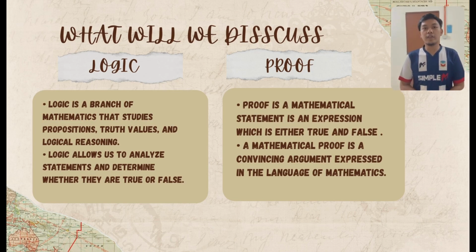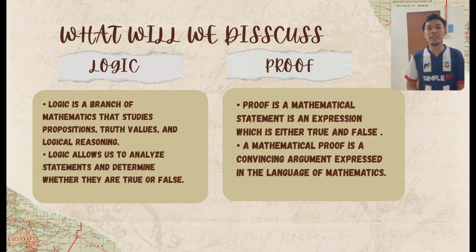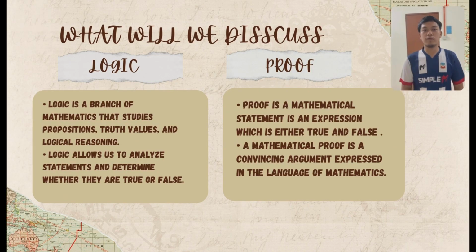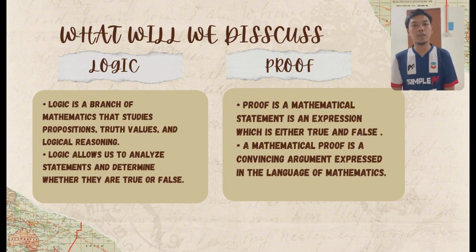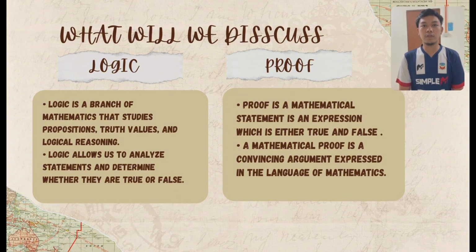Our group will discuss two topics from Math 2, which is logic and proof. Logic is a branch of mathematics that studies proposition, truth value, and logical reasoning. Logic allows us to analyze statements and determine whether they are true or false. Second, a proof: a mathematical statement is an expression which is either true or false. A mathematical proof is a convincing argument which is expressed in the language of mathematics.